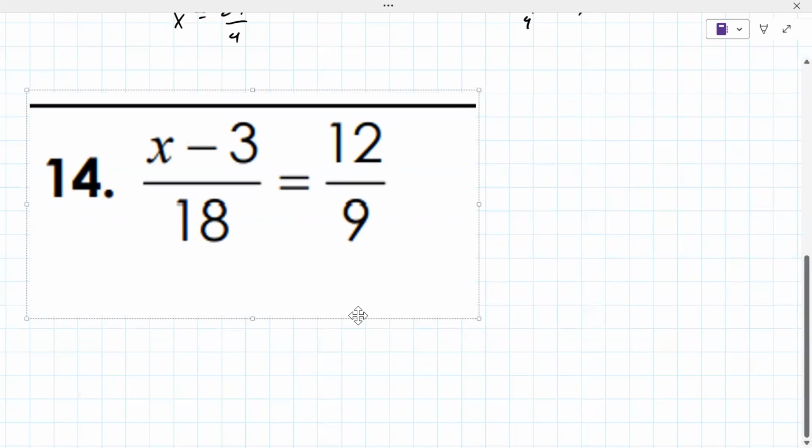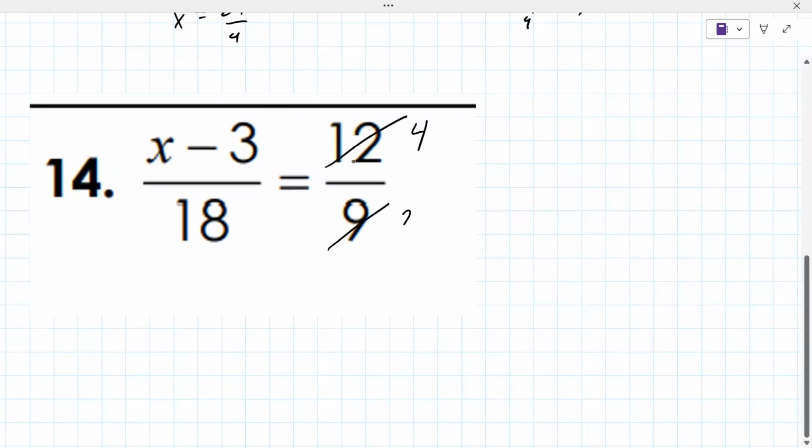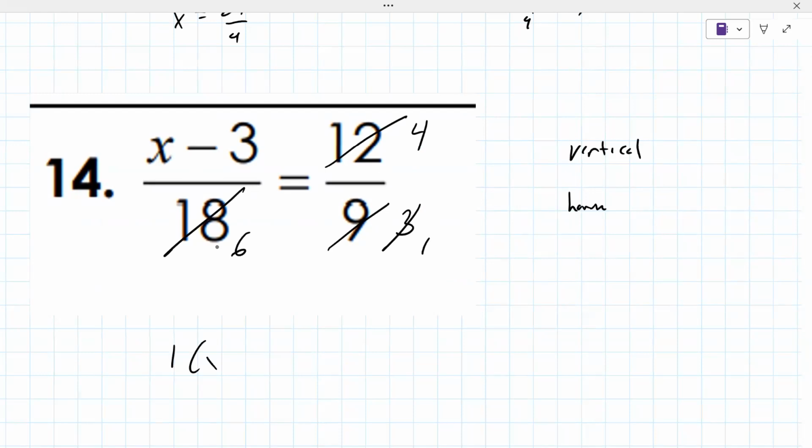All right. So here again, you can pre-reduce, like 12 and 9 are both divisible by 3. That becomes 4, that becomes 3. That's the vertical. And then you check horizontally. So 3 goes into 18. This becomes 6. This becomes 1. And now it's substantially easier. 24. You already got the answer.